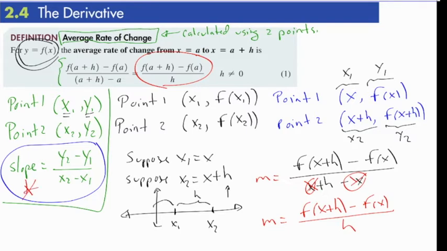So this equation is nothing more than the slope formula from algebra, and we've changed the notation from x1, y1, x2, y2 to function notation, and then we expressed x2 as a distance from x1, and we get this slope formula. And the slope formula will represent average rate of change because it uses 2 points.